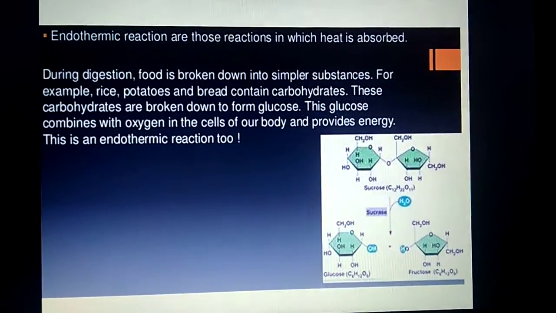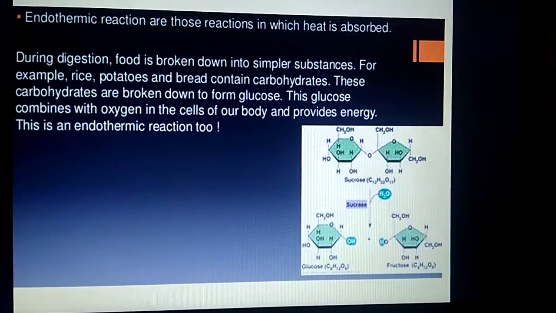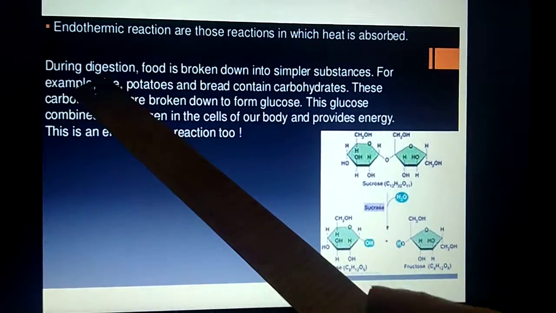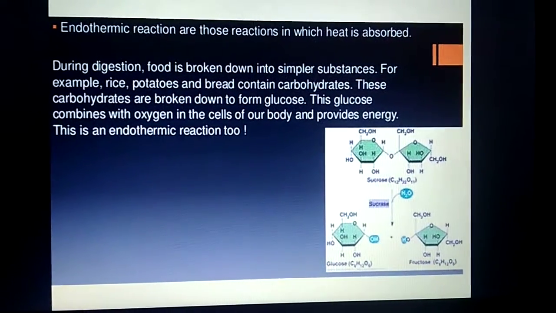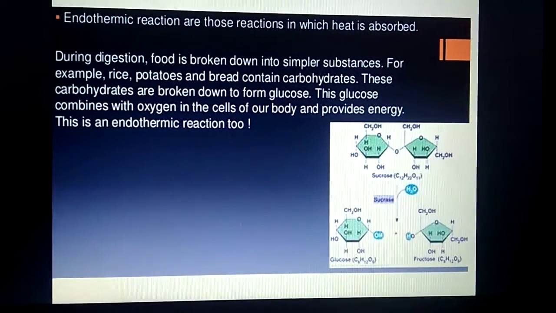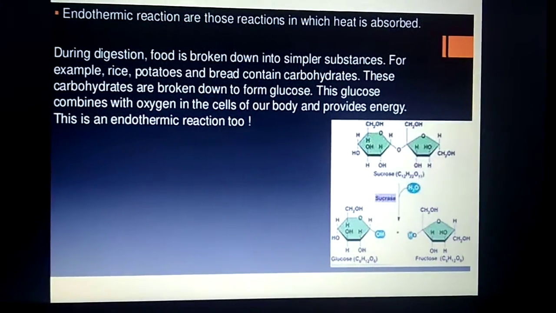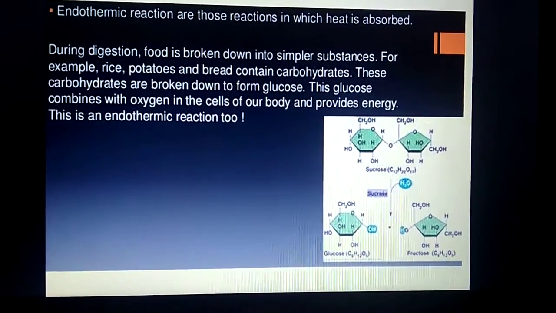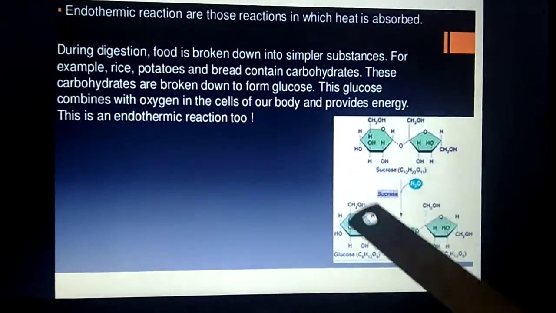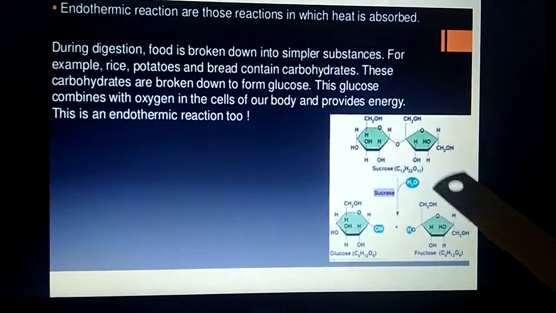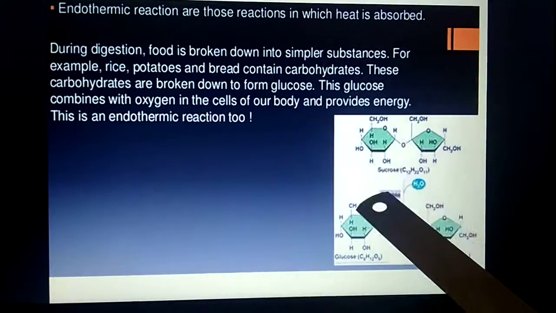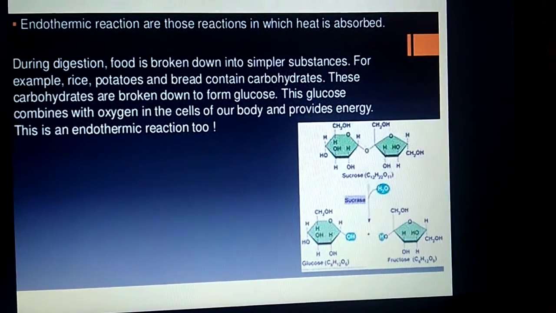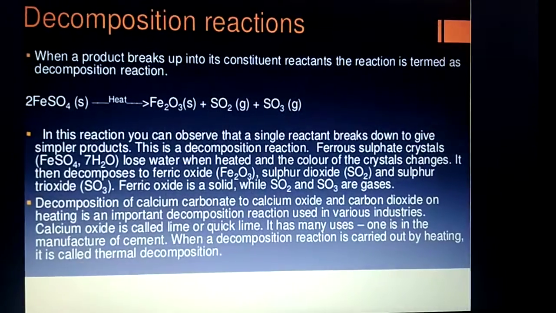Now, what are endothermic reactions? Endothermic reactions are those reactions in which heat is absorbed. Here, an example of digestion is given. Food is broken down into simpler substances. For example, rice, potato, bread, which contain carbohydrates, are broken down to form glucose. This combines with oxygen in the cells of the body and provides energy. So basically, these are the carbohydrates, which are found in complex form. During the digestion process, they are broken down into simpler substances. So it is an example of an endothermic reaction.